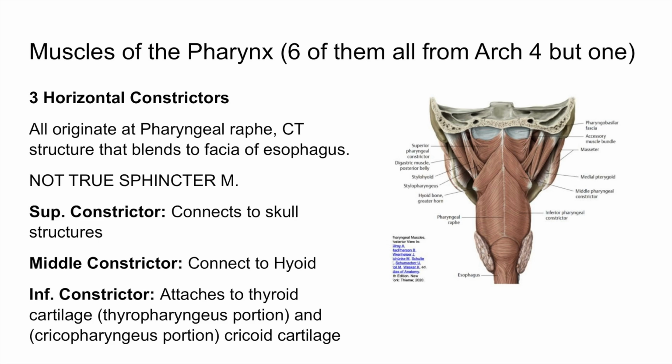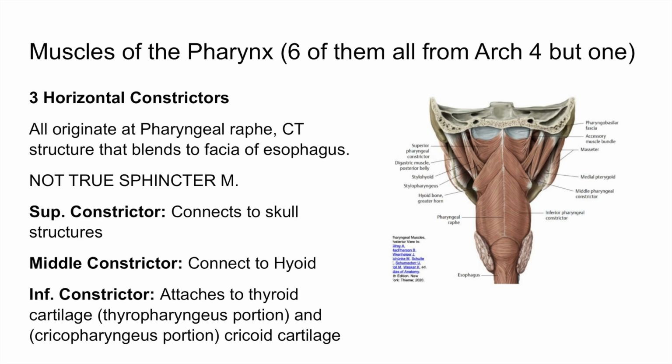Focusing first on the 3 pharyngeal constrictors, we have the superior constrictor, the middle constrictor, and the inferior constrictor. These are arranged like stacked sleeves around the pharynx and contract sequentially during swallowing to push food toward the esophagus. All 3 constrictors insert posteriorly at the pharyngeal raphe, a midline fibrous seam that anchors the muscles and blends inferiorly into the fascia of the esophagus. Despite their circular arrangement, they are not true sphincters, but rather sequential compressors that generate a peristaltic wave.